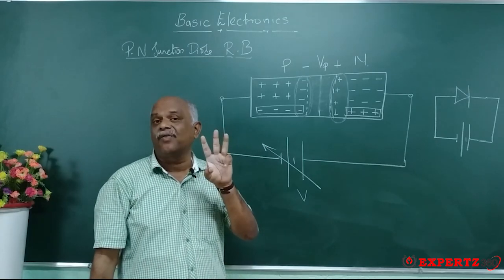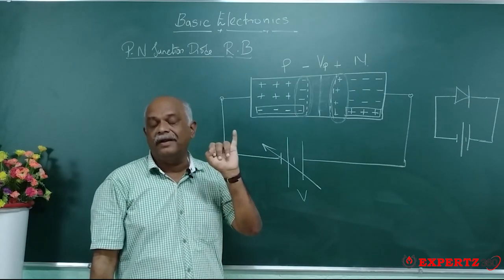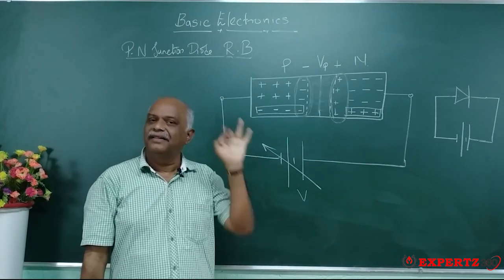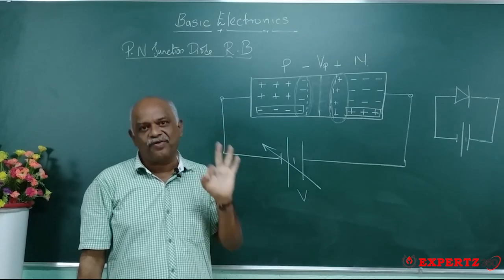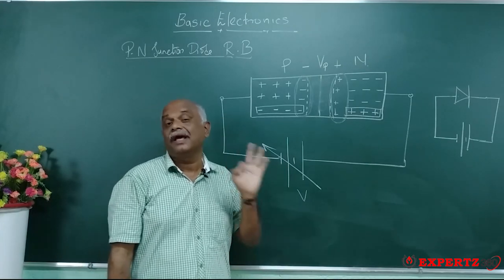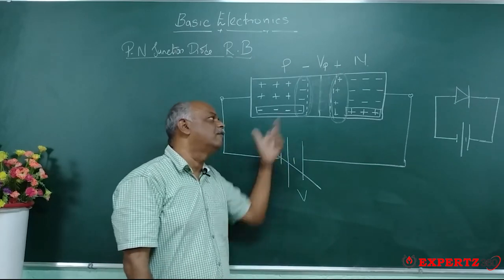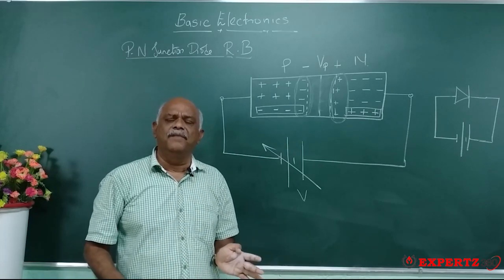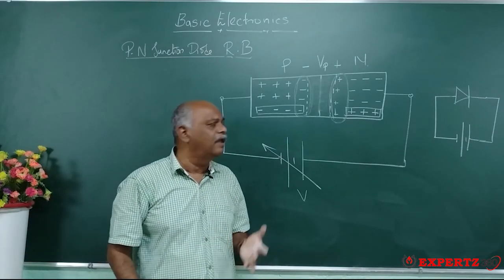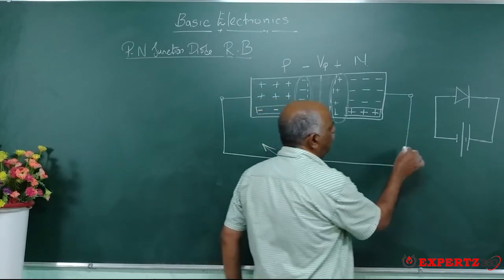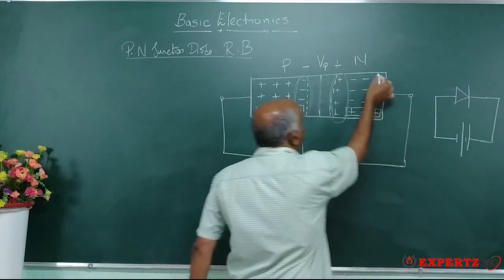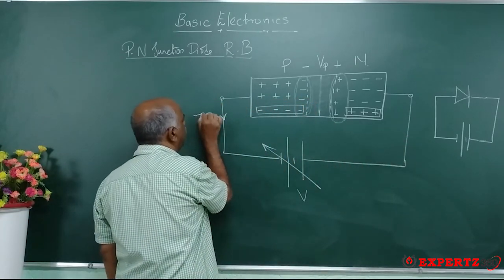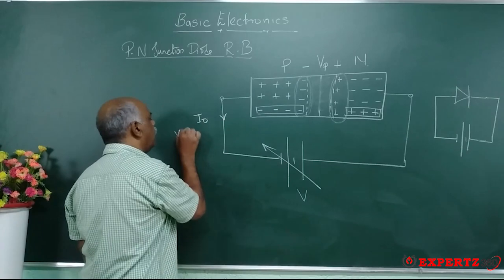Now, I told you three currents. One I call diffusion current, the next one was drift current, and the third was the reverse saturation current. So three currents are told. So there is a current flow which is very negligible. In practical ways, you can take it as zero. The very small current flows from N to P. I can put it as I naught. Very small.